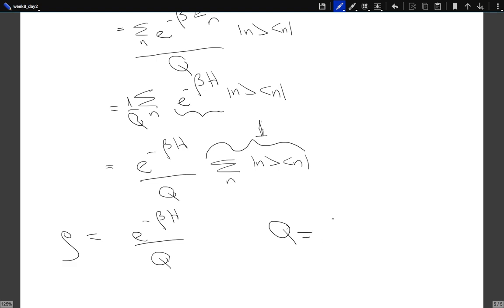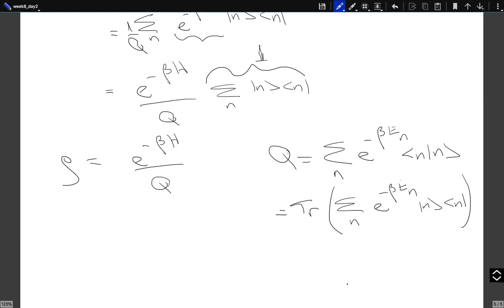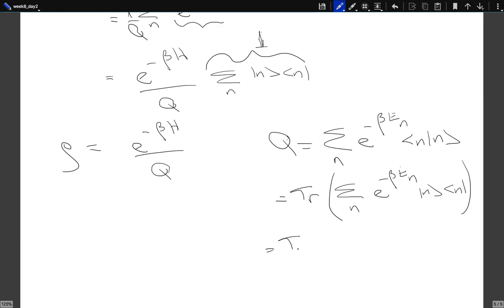Q was defined as the sum over all n of e to the power minus beta E_n. Well, I can write this as, just insert this 1. My states are orthonormal, that's what I will be assuming. But this is nothing but the trace of e to the power minus beta E_n |n><n|. Now I just converted that to an operator and took the trace. Do you see how I got there, from the first line to the second line? Well, I can basically do the same trick over there. Q is the trace of e to the power minus beta H.